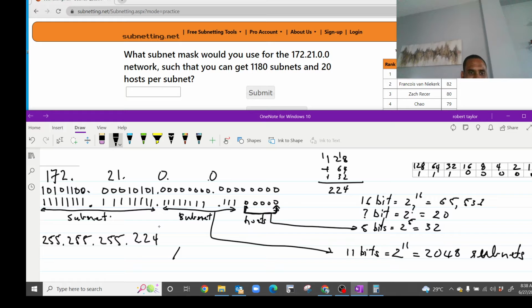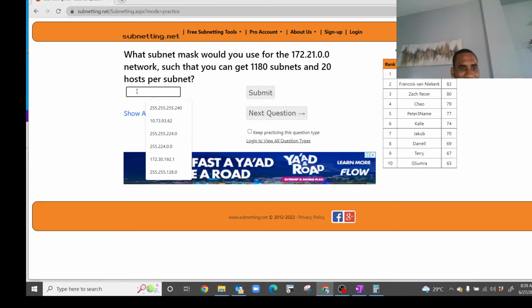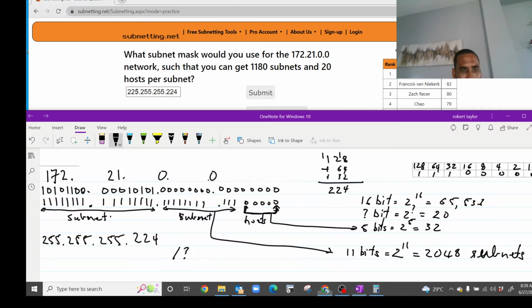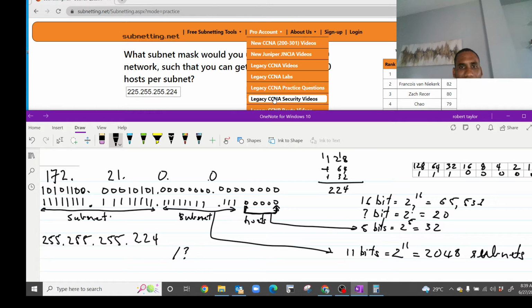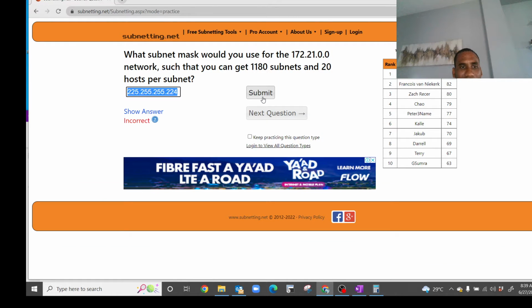Can you comment and tell me what is the slash notation for a 255.255.224 address? That's a bonus question. All right, so come, let us test to see if we got this correct. So it is 255.255.255.224. Confirming, yes. Let's submit. Let's see if we got it correct.